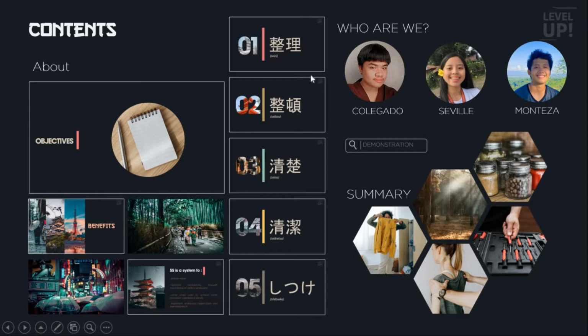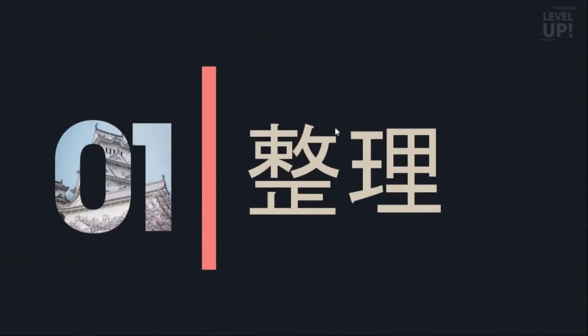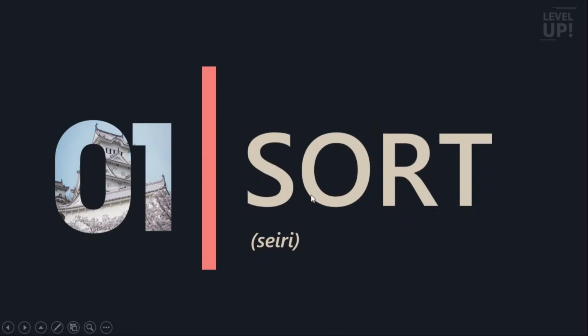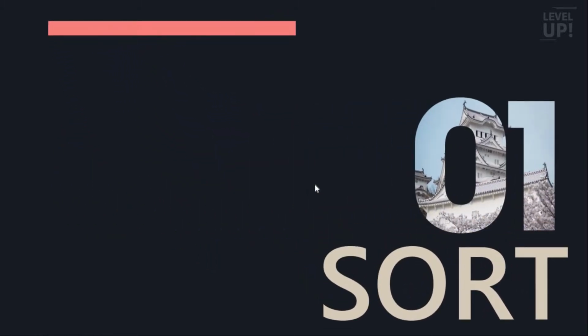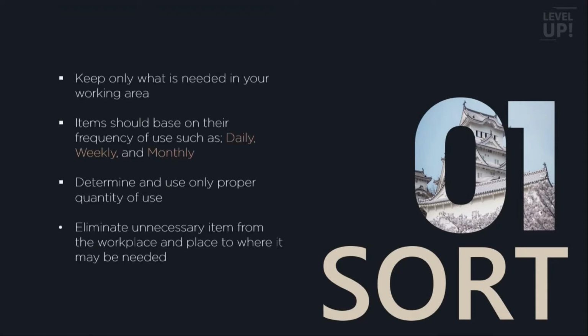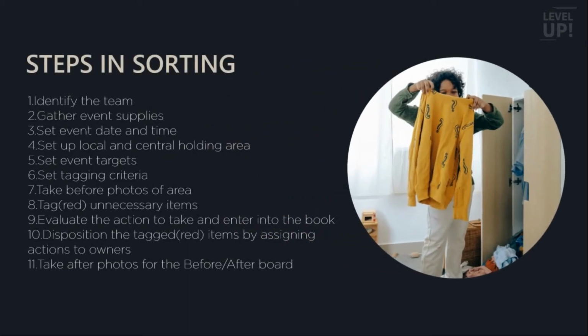In case you're wondering why there are Japanese texts, it was because the 5S originated from Japan. So let's move forward. The first S is what we call the seiri, or in English, the sort. So what does the sort mean? It means to keep only what is needed in your working area and to remove the unnecessary items. Now here are the steps in sorting. Feel free to pause the video for a detailed reading.